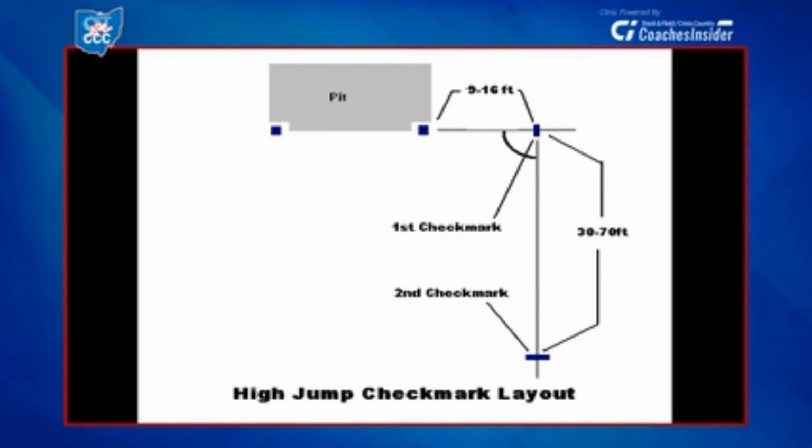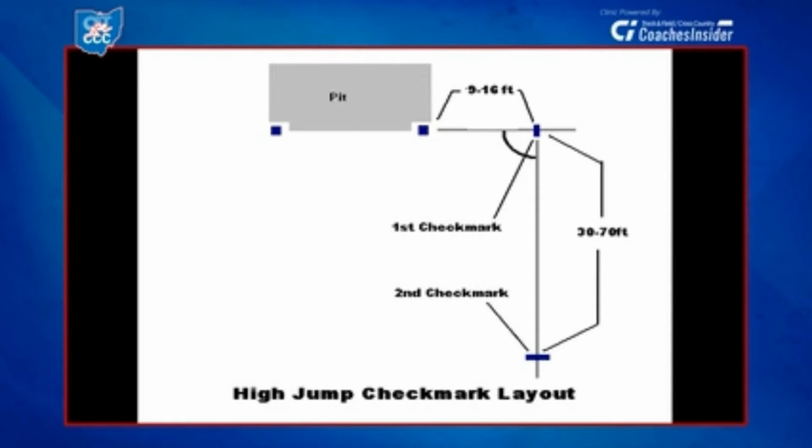Now the other distance, the distance here from the first check mark to the second check mark along this line that's perpendicular to our initial line here, that distance can range anywhere from 30 to 70 feet. Now frankly, 30 to 40 feet approaches in this range are normally 8-step approaches. If we're looking at 10-step approaches, and those are the ones we're going to talk about from this point forward, 10-step approaches typically range anywhere from 40 to 70 feet. The 30 there represents some 8-step approaches. So 40 to 70 feet for 10-step approaches.